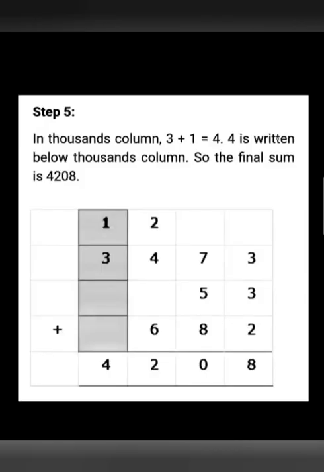In thousands column, we have 1 as the carryover and 3 as the main number. So now the main number and 1 as the carryover will be added together. 1 plus 3 gives you 4. Now we don't have any further carryovers, so our sum completes here.